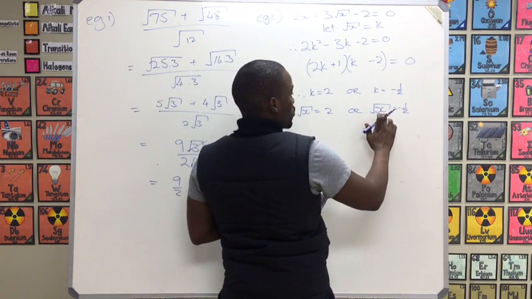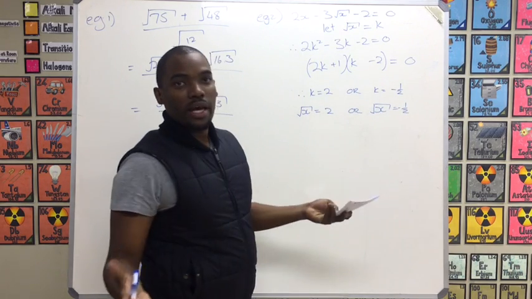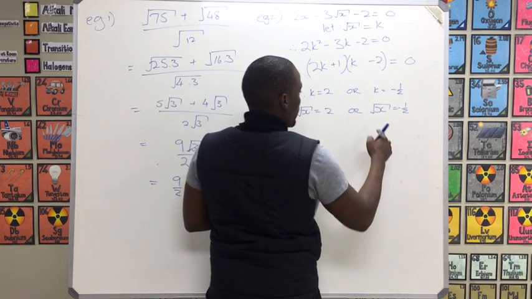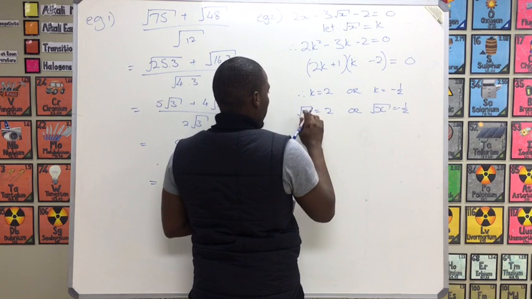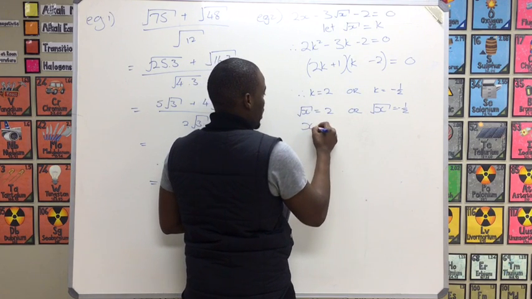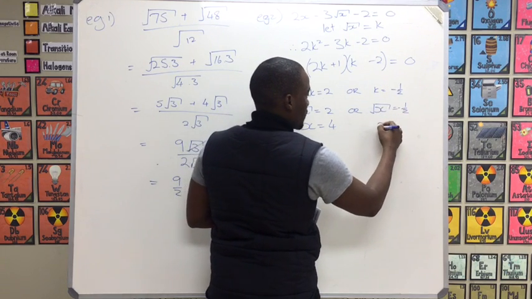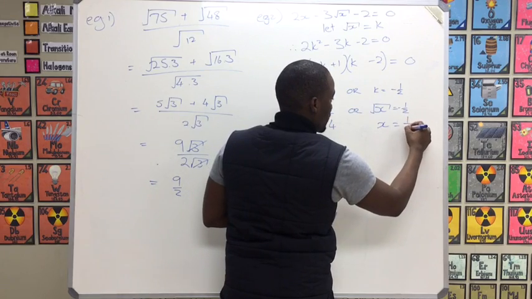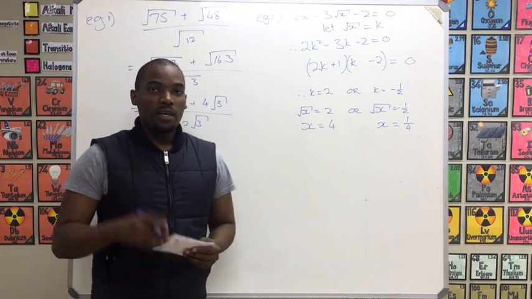So can the square root of something give us a negative answer? Well, yes it can. Square root of 4 can be negative 2. So then what we do is square this side, square that side, and square this side and square that side. So root x squared is simply x, 2 squared is 4, or root x squared is x, and half squared is a positive quarter. Simple enough. It's perfect.